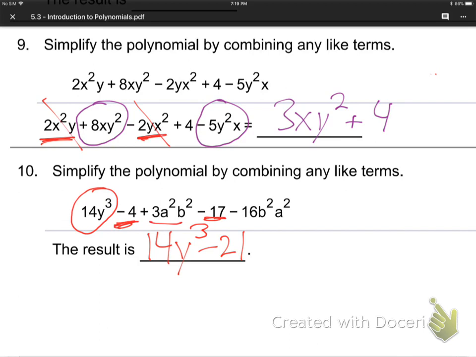All right, next. It's minus 13 plus 3, 3a squared b squared minus 16. And the order doesn't matter, so that's the same thing, right? Both the a and the b have a 2 power. Minus 13a squared b squared. And we're done. We good? Questions?